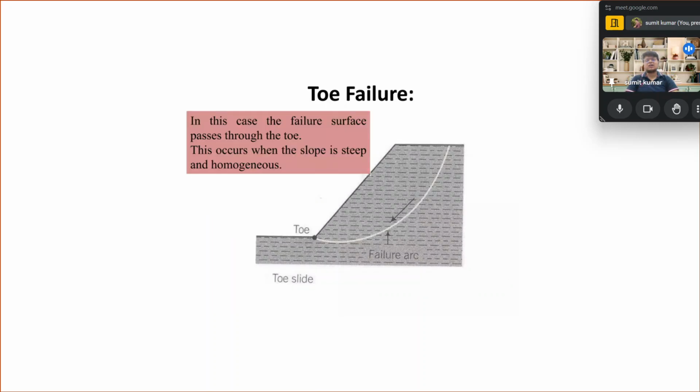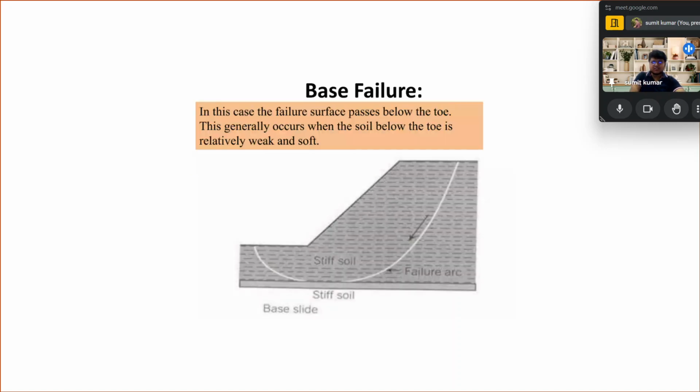Now we talk about the toe failure. Over here you see that the soil fails exactly from the toe section and the failure arc is already drawn. So in this case the failure surface passes through the toe of the slope. This occurs when the slope is steep and homogeneous. Yes, if the slope is steep, then there is a high chance that the slope fails from the toe section only. Now, the third one is the base failure. In this case, the failure surface passes below the toe. This generally occurs when the soil below the toe is relatively weak and soft.